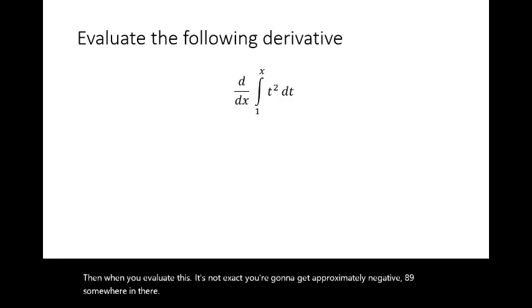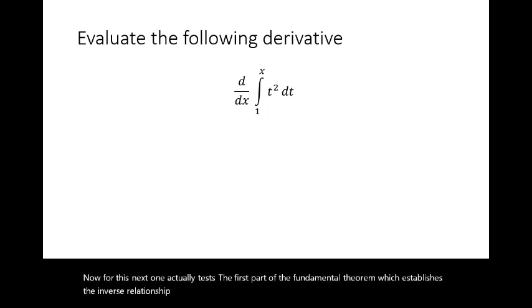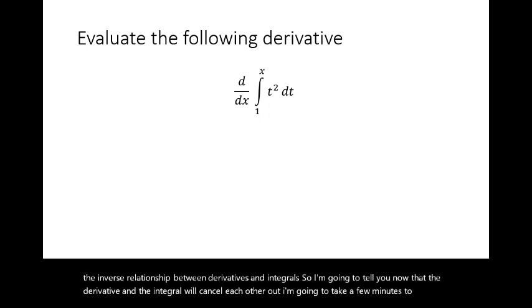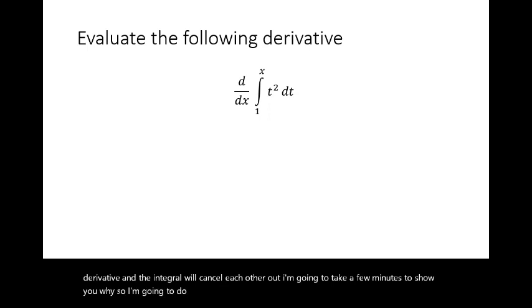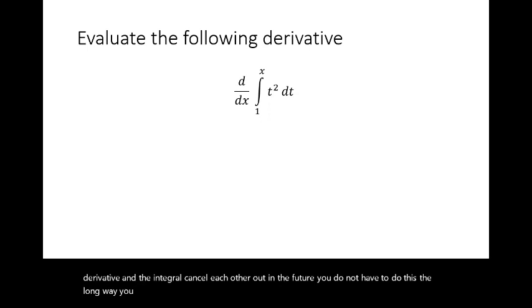Now, this next one actually tests the first part of the fundamental theorem, which establishes the inverse relationship between derivatives and integrals. So I'm going to tell you now that the derivative and the integral will cancel each other out. I'm going to take a few minutes to show you why. So I'm going to do this in the absolute longest way possible first to show you why the derivative and the integral cancel each other out. In the future, you do not have to do this the long way. You can just use the fact that they're going to cancel each other out.